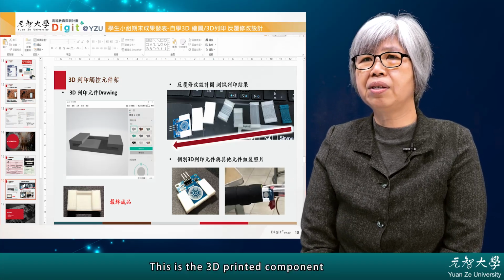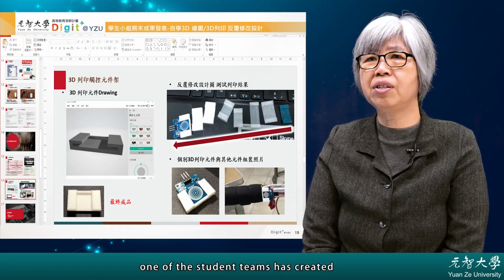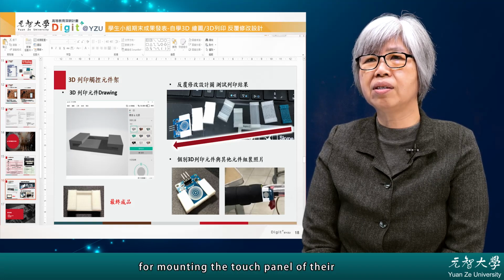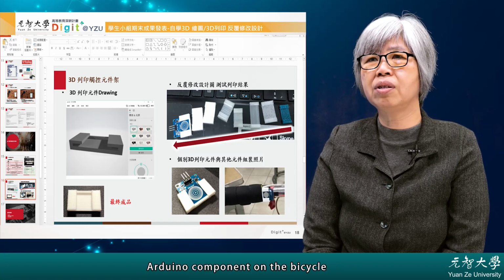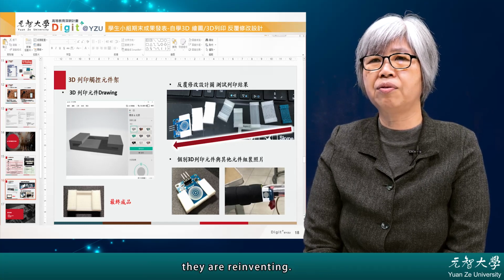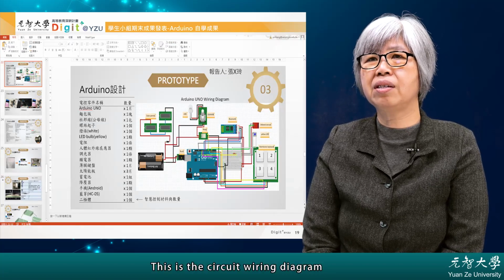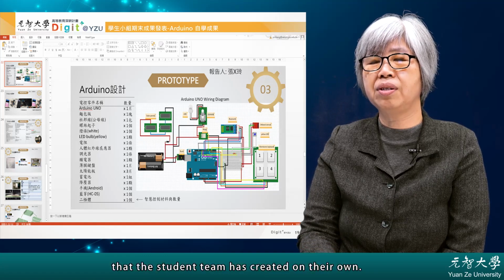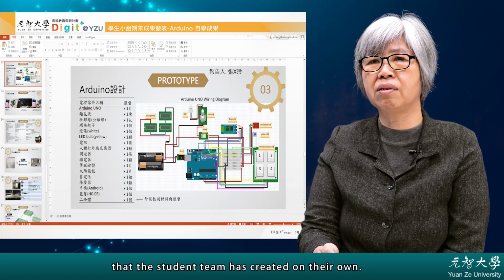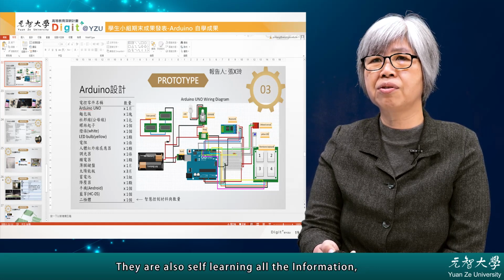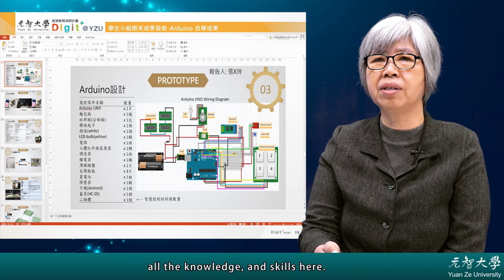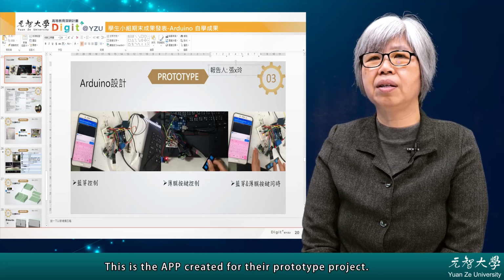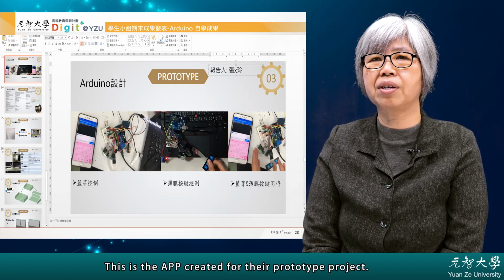This is the 3D printed component one of the student teams has created for mounting the touch panel of their Arduino component on the bicycle they are reinventing. This is the circuit wiring diagram of their Arduino and components that the student team has created on their own. And they are also self-learning all the information, all the knowledge and skills here. This is the app created for their prototype project.